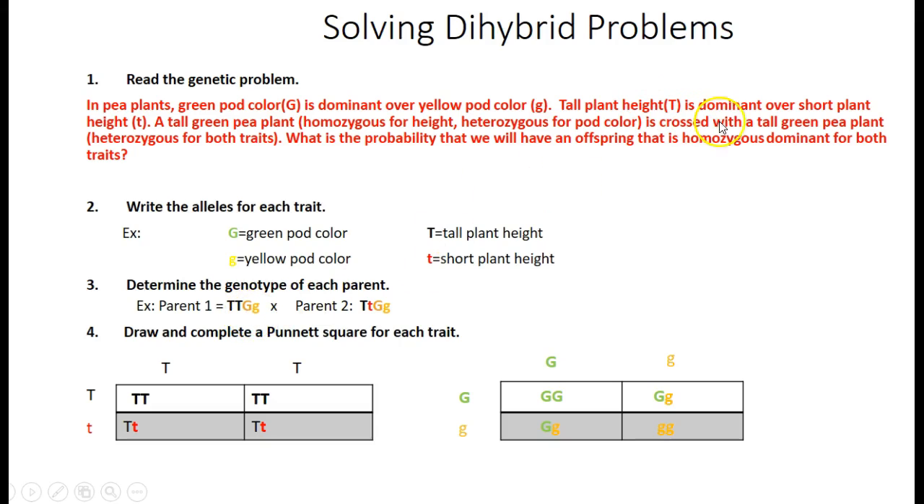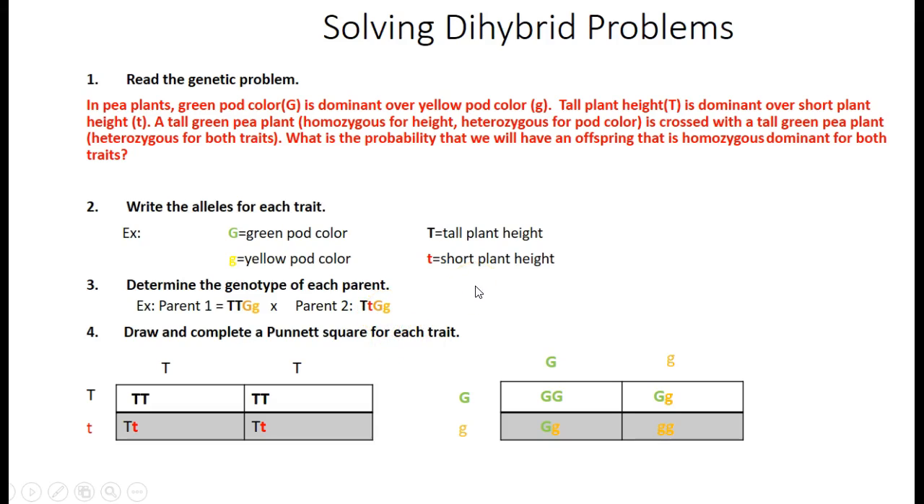It said I'm crossing with a tall green pea plant, heterozygous for both traits. Heterozygous means that the alleles are going to be different. So that's why I have a big T, lowercase t, a big G here, lowercase g here.